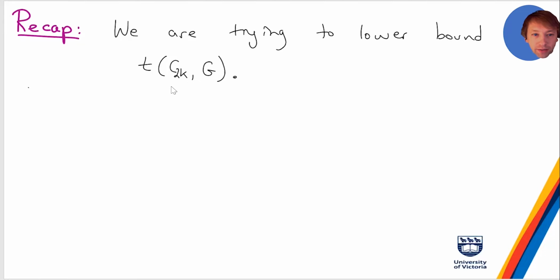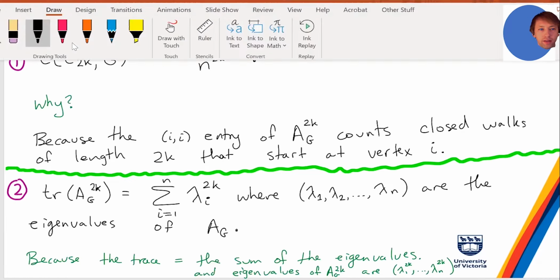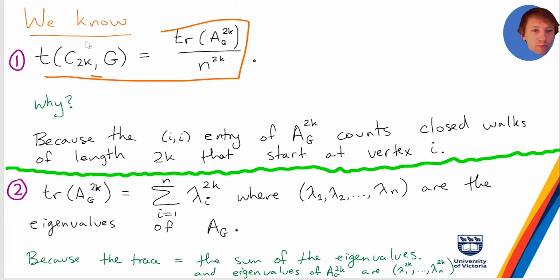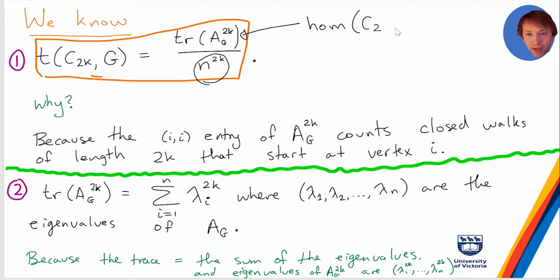The homomorphism density of a cycle of length 2k into G. That's where we were at. And what did we prove so far? We had already proved two things. This was the first thing we did: we showed that the homomorphism density of a 2k-cycle into G is just the trace of the 2k-th power of the adjacency matrix over n to the 2k. The denominator is just what you get by dividing; the numerator is the important part. The numerator is the number of homomorphisms of C_2k into G, and we just divide by the appropriate thing, right?